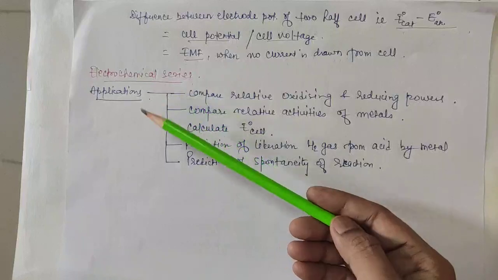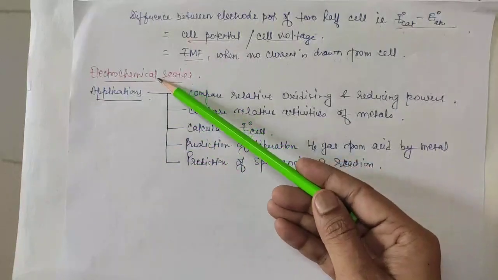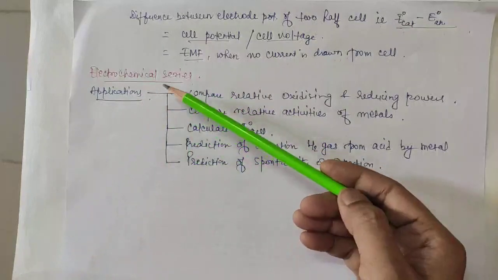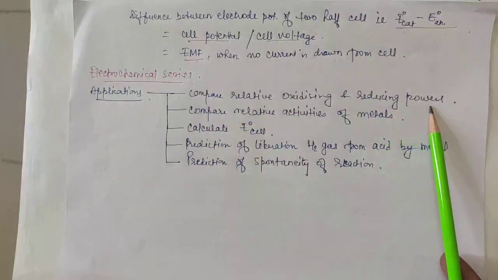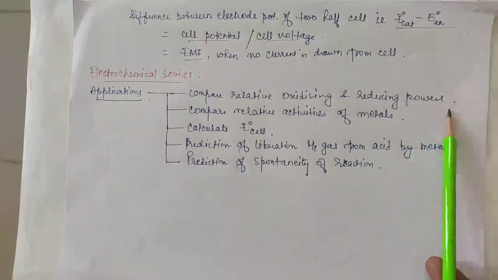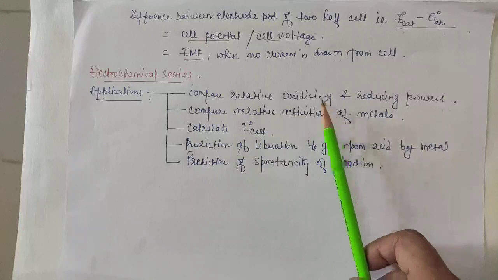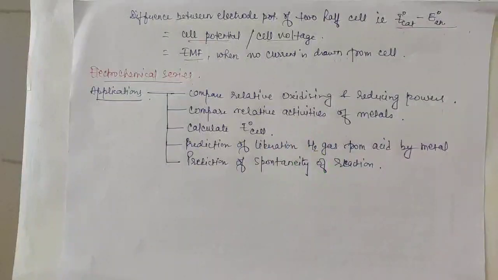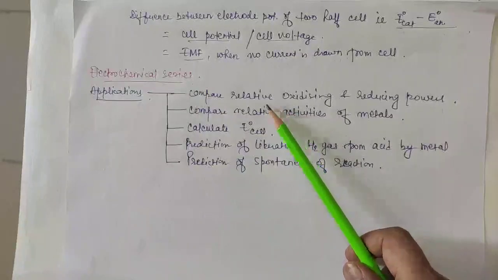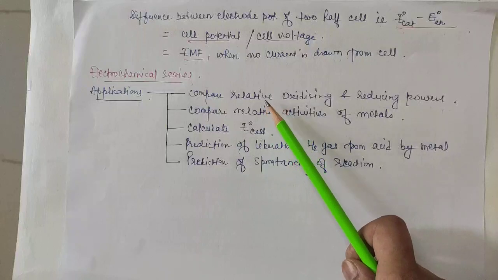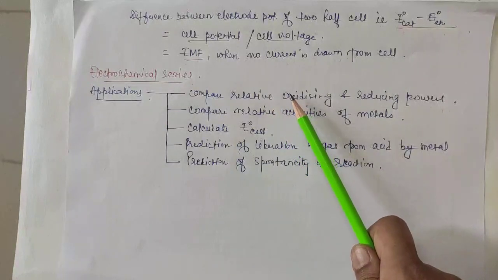Next is the electrochemical series. When all the reduction potentials of the metals and species are arranged in an order, it forms a series known as the electrochemical series. You have studied the electrochemical series also in your previous class. Let us see the applications of this series. We can compare the relative oxidizing and reducing powers of the metals. The more negative the reduction potential value, the less easily it is reduced, and the more easily it can be oxidized, and it will be a good reducing agent. So metals having negative values act as good reducing agents.